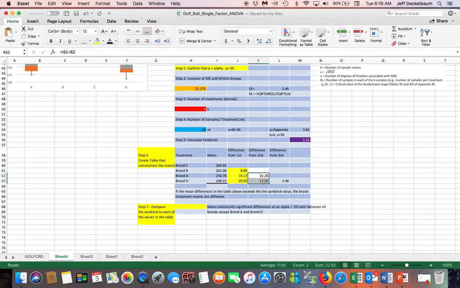All of these are greater with the exception of brand A and D. So basically what this says is that there is statistical difference at an alpha equal 0.05 between all brands except brand A and D.